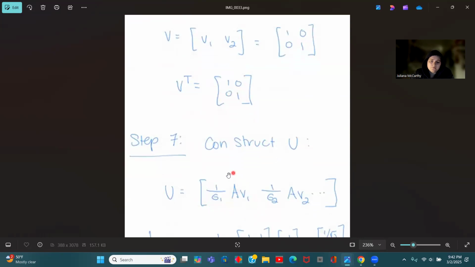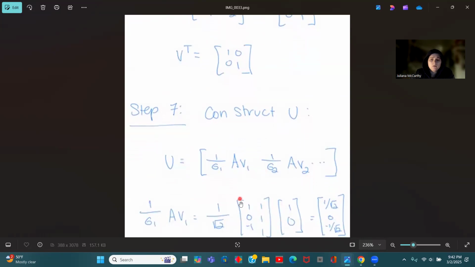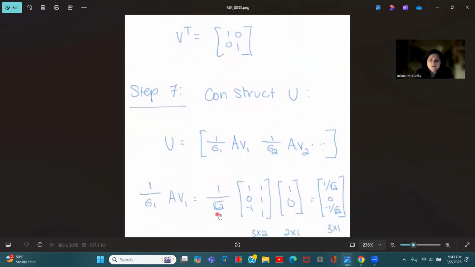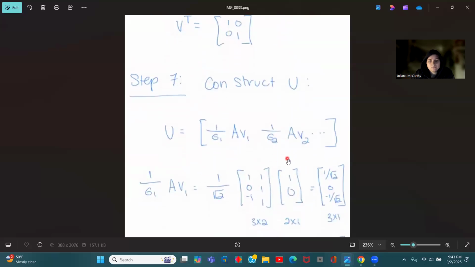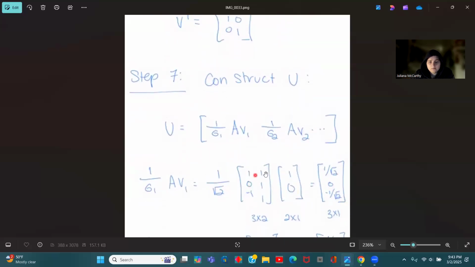So we see u is 1 over the singular value times A times vector 1, 1 over the second singular value times A times vector 2, and so on. We'll find out later how many column vectors we need in u. So just starting off, our first singular value was square root of 2. This is our A, and this is our first column vector of v. Multiplying those together, we get 1 over square root of 2, 0, negative 1 over square root of 2.